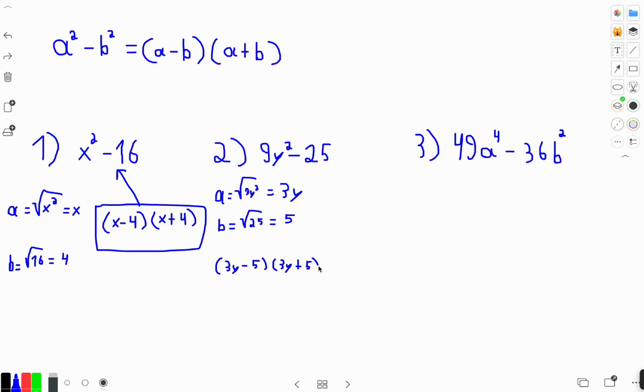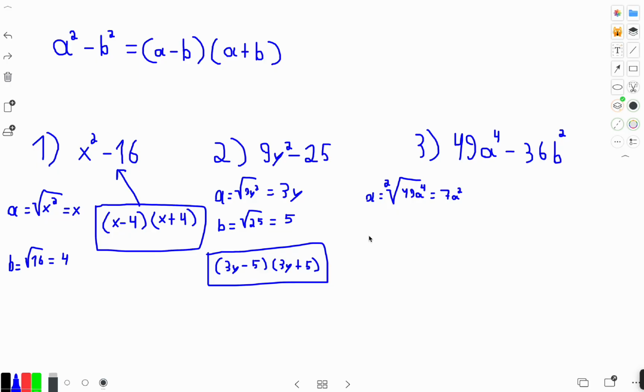Okay, now let's do question number 3, which has a little larger numbers. So again, let's start with finding the a term. The a term is just going to be the square root of 49a to the power of 4. Now the square root of 49 is just 7, and the square root of a to the power of 4 is actually a squared. Don't forget, because the index of this radical is 2, because it's the square root.